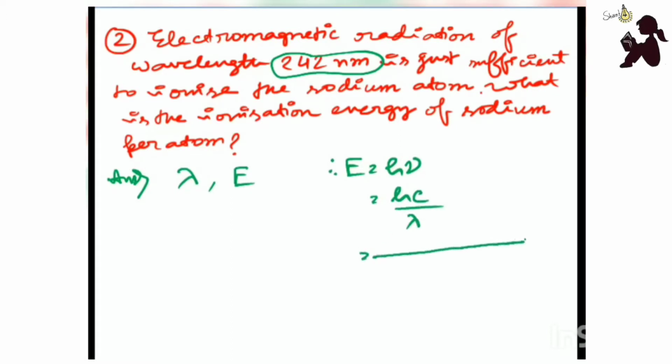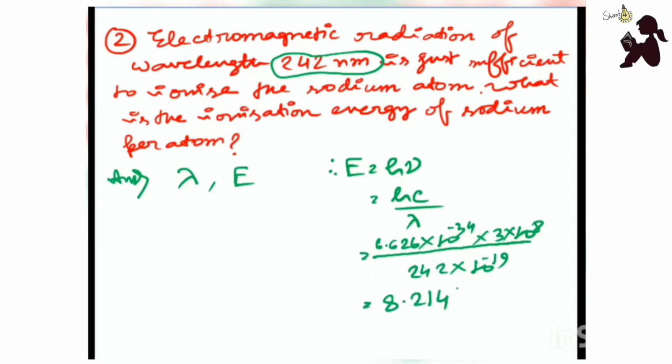If we put their values here, that is 6.626 into 10 to the power minus 34, into c, which has the value 3 into 10 to the power 8. Lambda's value they have given you, that is 242 into 10 to the power minus 9, because we are writing it in meter. So it will be 8.214 if we calculate it, into 10 to the power minus 19 joule per atom, right?